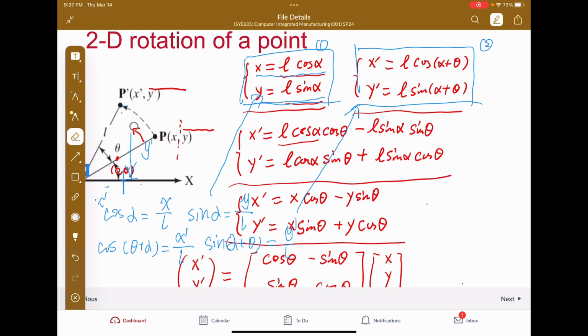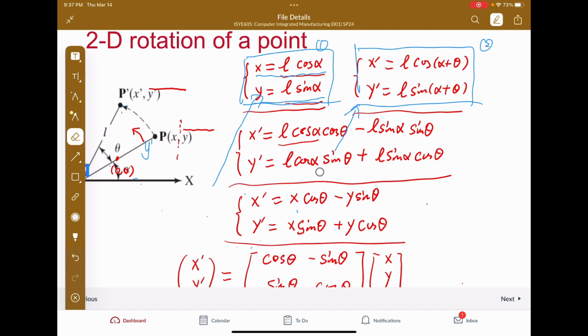So let's remove. It's too small. Can I make it bigger? Okay, anyway.